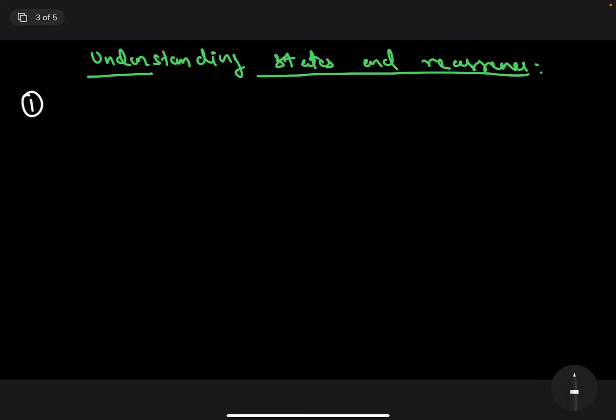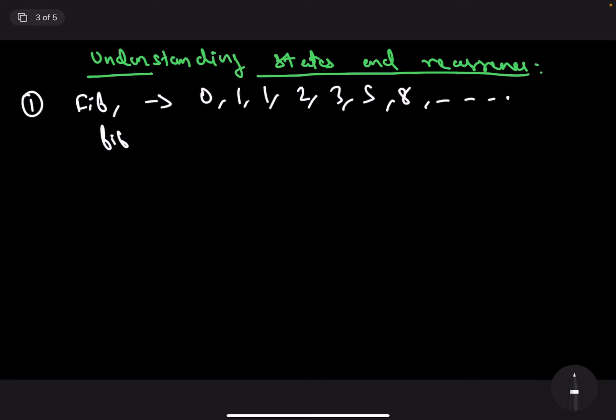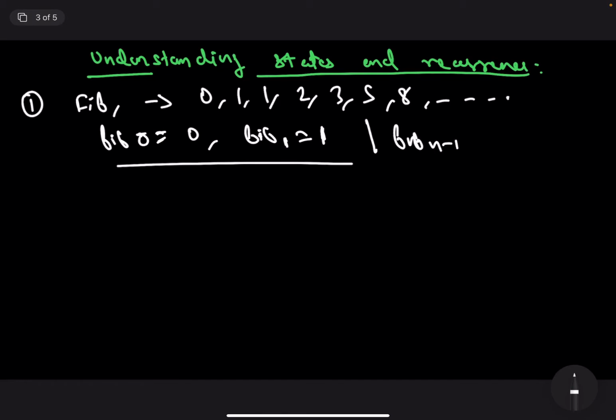For those who do not know what a Fibonacci series is, it's something like this: 0 1 1 2 3 5 8 and so on. So basically the series is derived with the help of this logic. Fibonacci of 0 is defined as 0, and Fibonacci of 1 is defined as 1. So these two are the base cases, and the nth Fibonacci term is defined as Fibonacci of n is equal to Fibonacci of n minus 1 plus Fibonacci of n minus 2. So this is how the nth term of Fibonacci is defined.